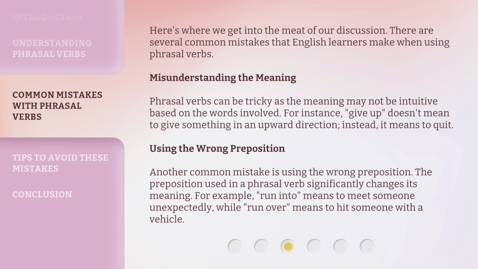Here's where we get into the meat of our discussion. There are several common mistakes that English learners make when using phrasal verbs. Misunderstanding the meaning. Phrasal verbs can be tricky as the meaning may not be intuitive based on the words involved. For instance, give up doesn't mean to give something in an upward direction. Instead, it means to quit.